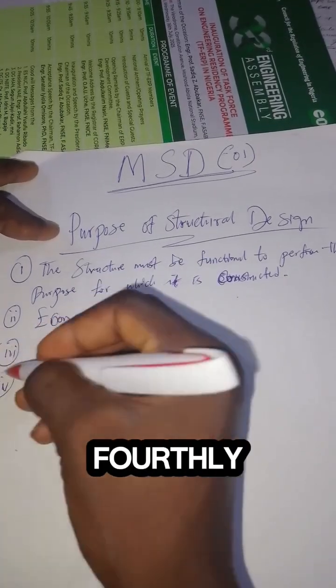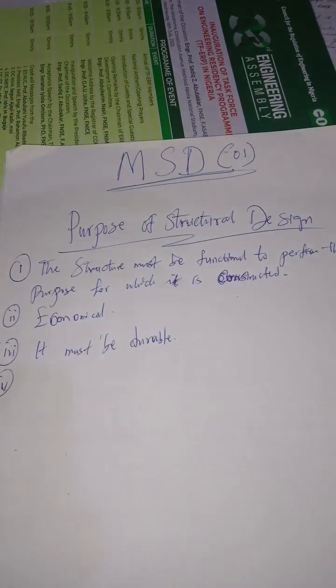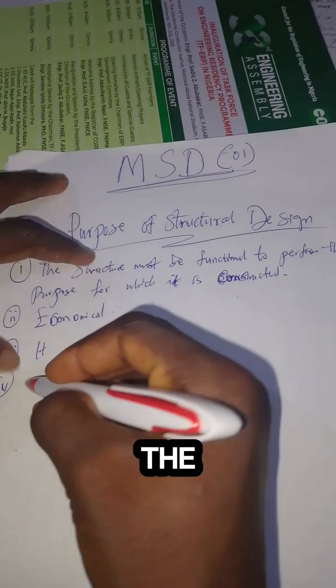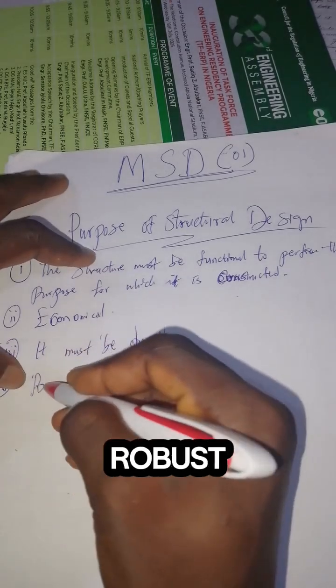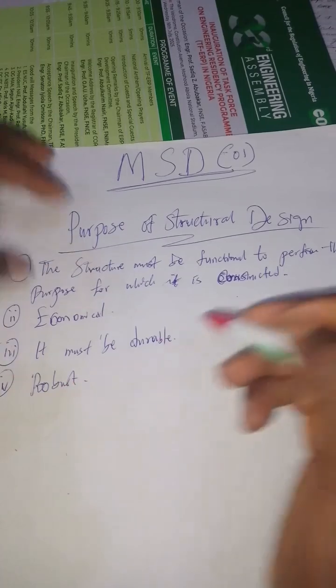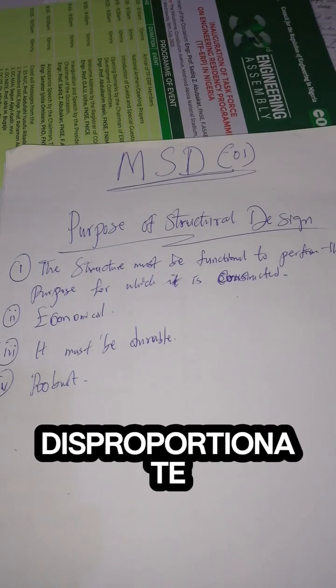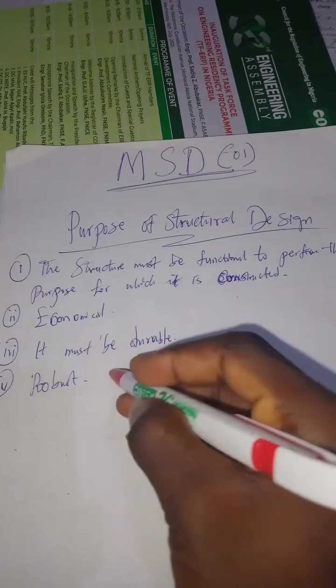Then fourthly, the structure must be robust. The structure must be robust in the sense that the damage caused on any structure due to an external force or pressure must not be disproportionate.